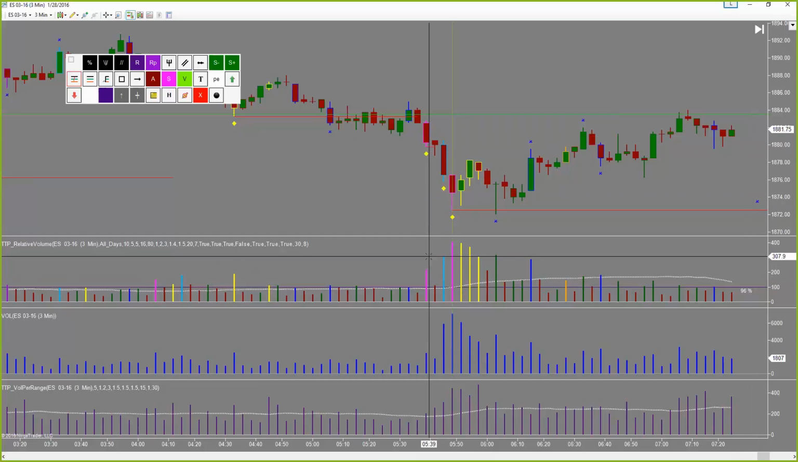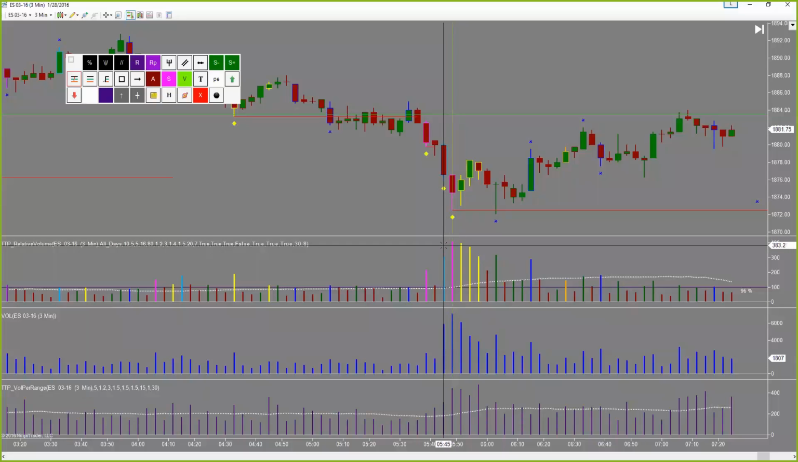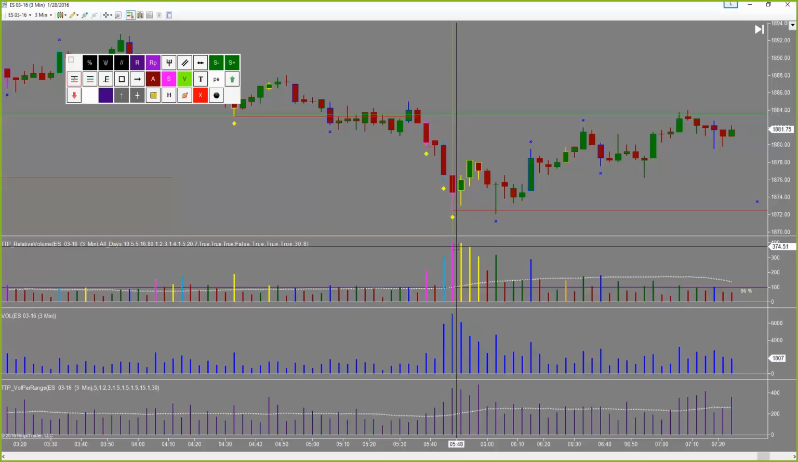But no, in this case, it was 407%. All right, so that's not 3.7, 3.07 times greater than the average volume. Does that make sense, you guys? Anybody have any questions about that? So it's way, way more volume trading for this bar than would normally trade for that time of day.